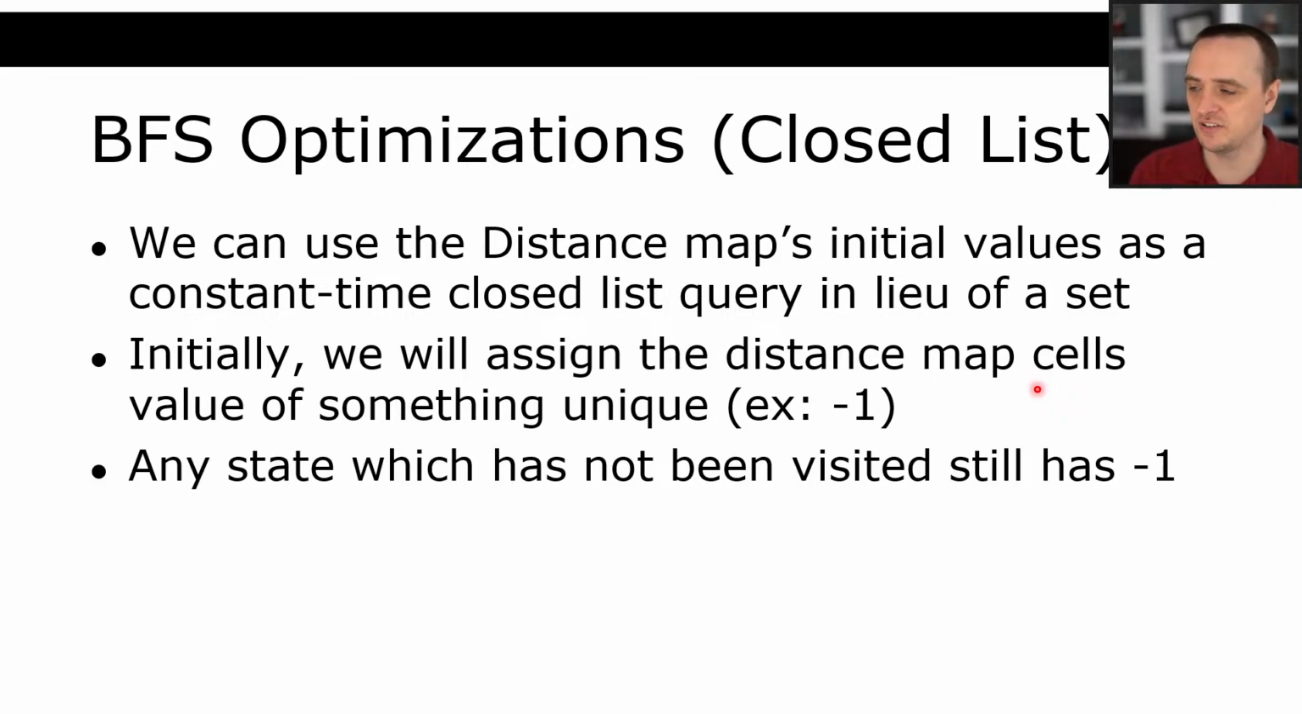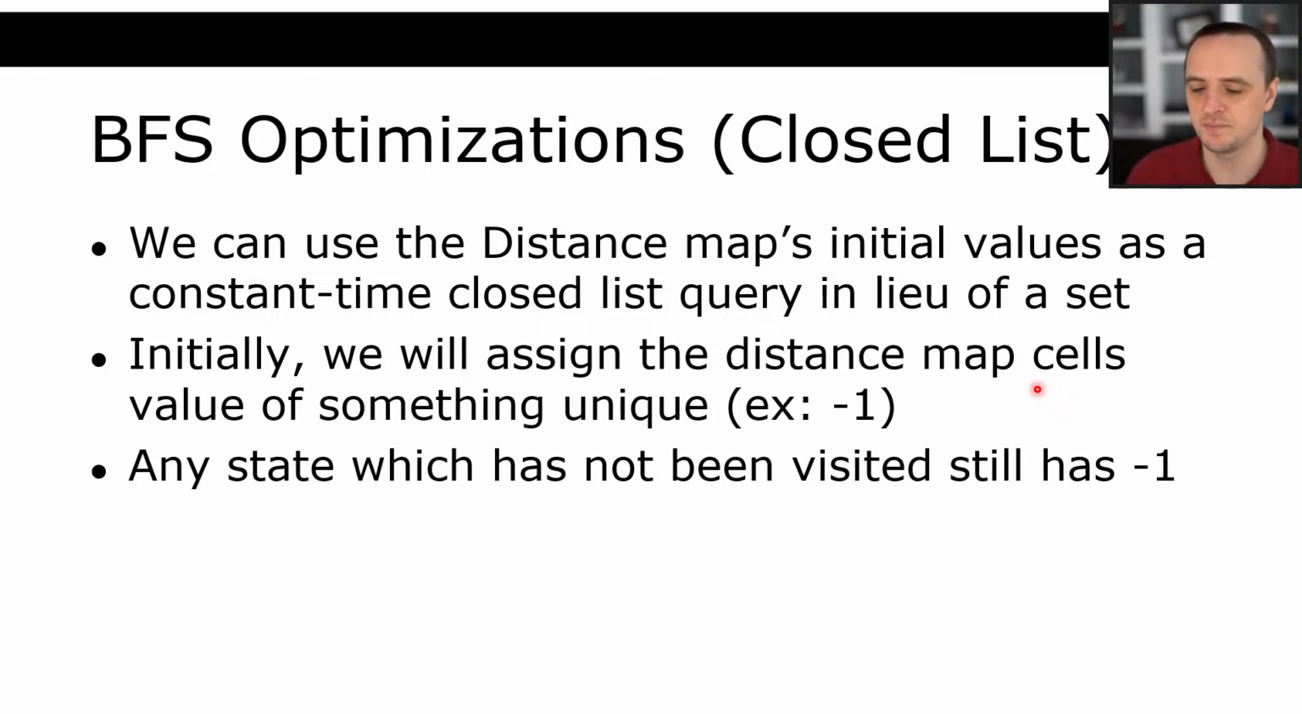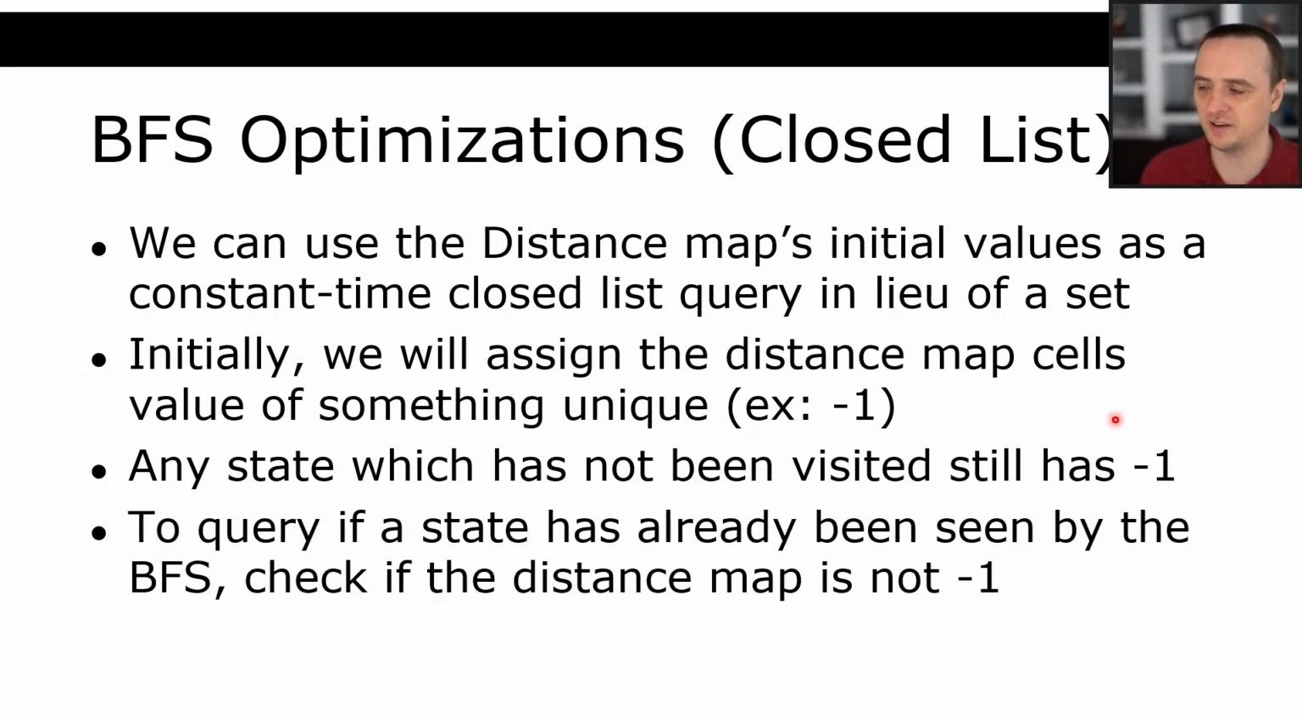Any state which has not yet been visited, so as we do the BFS, we're setting the values 1, 2, 3, 4 out with the BFS. But any state that has not yet been visited is still going to have that value of -1. And so in order to check if a state has been visited by BFS, just check to see if the distance map is not -1. Right? So isn't that cool how the distance map is also acting as a closed list for the search. And so we do not need a separate closed list structure. We can just use the distance map.